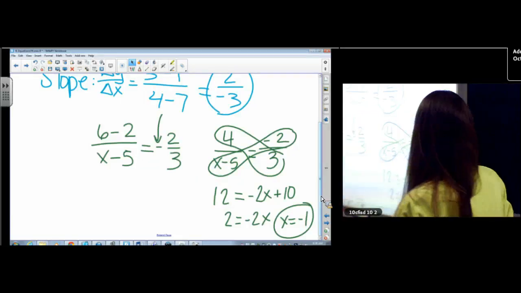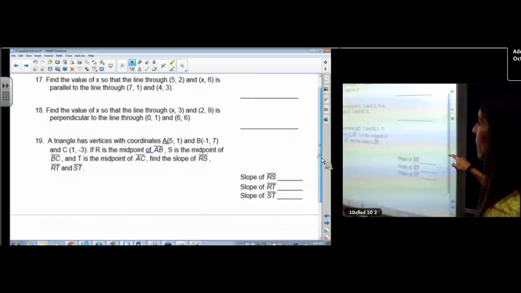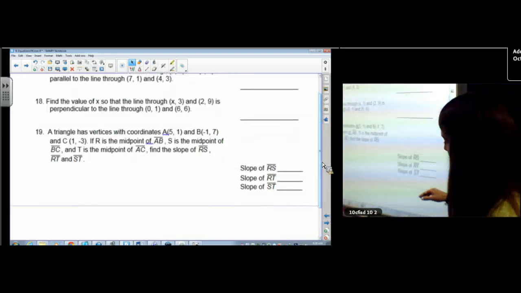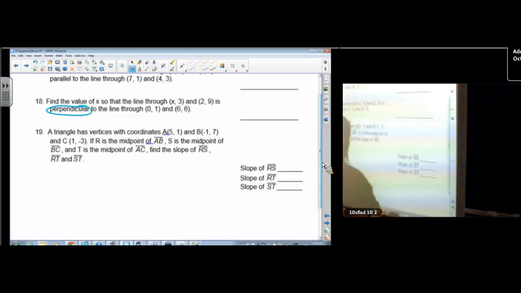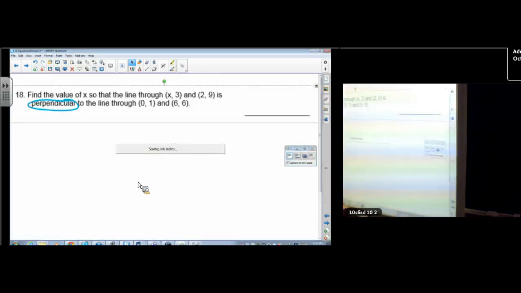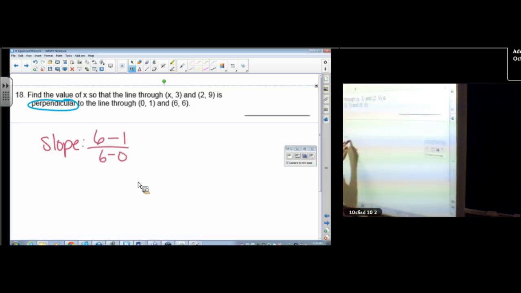Okay. Back here. Same question, number 18. Same question, except now we want to be perpendicular. So that's going to change it a little bit, not much. I'm going to go through it quickly since it's really the same exact process. Step 1 is going to be to find the slope. Step 1, 6 minus 1 over 6 minus 0.